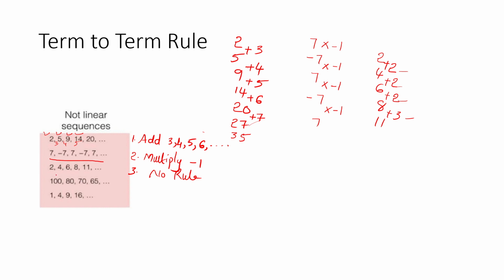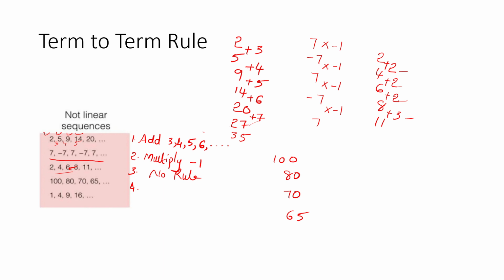But for the third case, it is a non-linear sequence and it is not having any rule either. Because the first 4 elements follow plus 2, plus 2, plus 2. Then the last element, it is plus 3. So there is no specific rule for that. Then the fourth one, I will just write the numbers 100, 80, 70, 65.